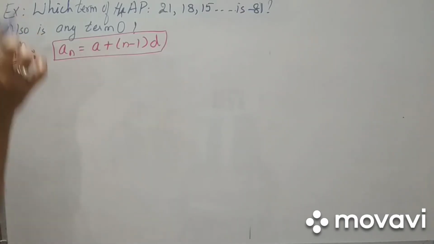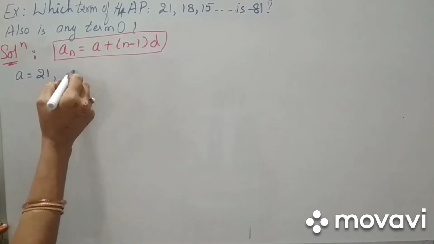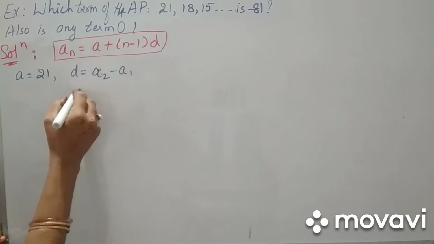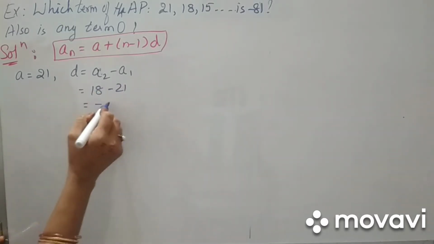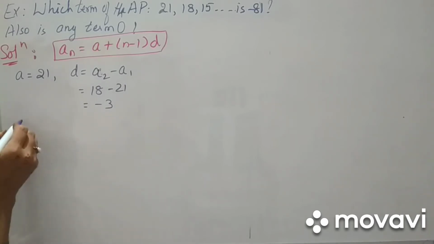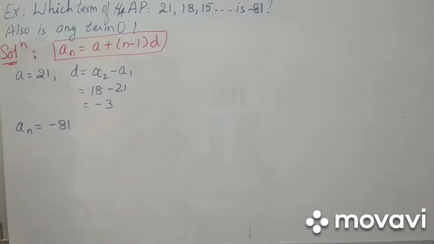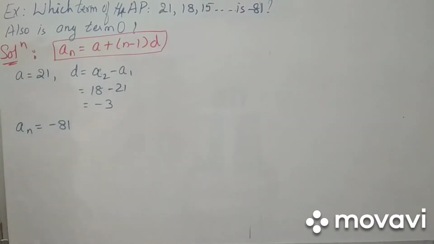Okay, now we will do it. From the AP, write A is equal to 21. Now find D, which is equal to A2 minus A1, is equal to 18 minus 21, which gives me minus 3. Then what is the required n? We don't have it. An is equal to minus 81 is given, and D we have. Okay, 1, 2, 3 and 4, four terms are there. Out of that, 3 we should always have.